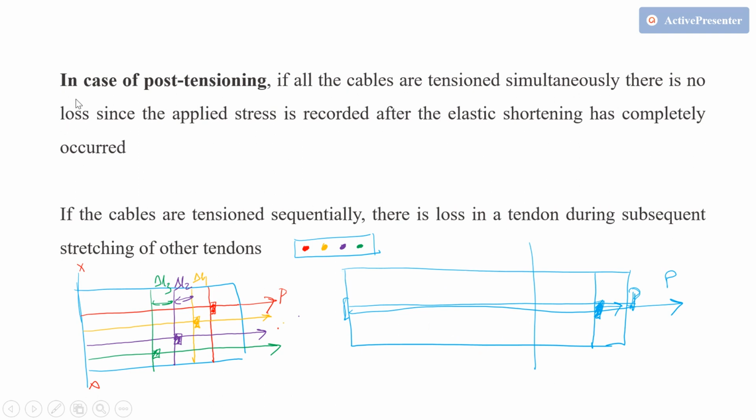So that now if you read this, in case of post-tensioning, if all the cables are tensioned simultaneously, there is no loss, since the applied stress is recorded after the elastic shortening has completely occurred. We are measuring this P after this elastic shortening has occurred. If the cables are tensioned sequentially, that is 1, 2, 3, 4 like this, then there is loss in the tendon during the subsequent stretching of the other tendons. You can see here the one which will be having the most loss will be this red one, that is the first one, and the least or 0 will be for the last one.